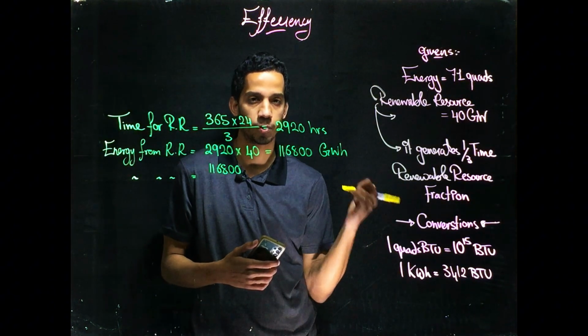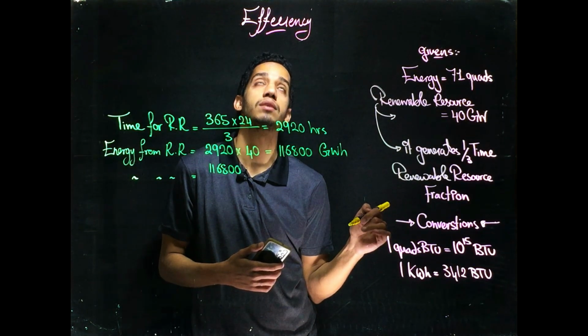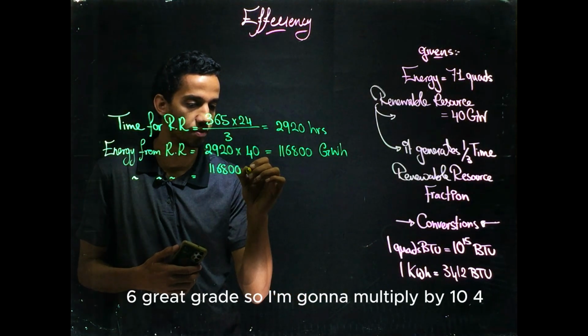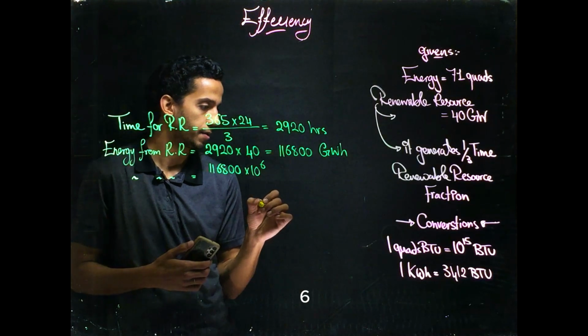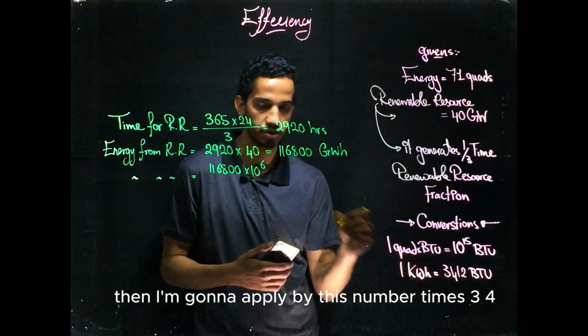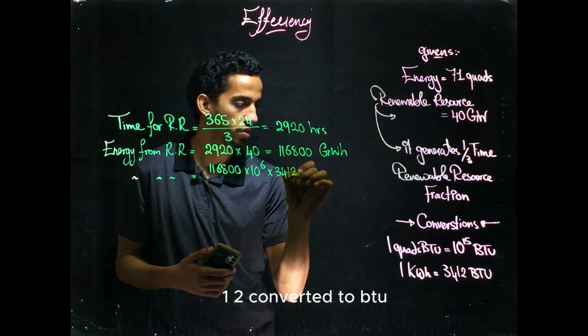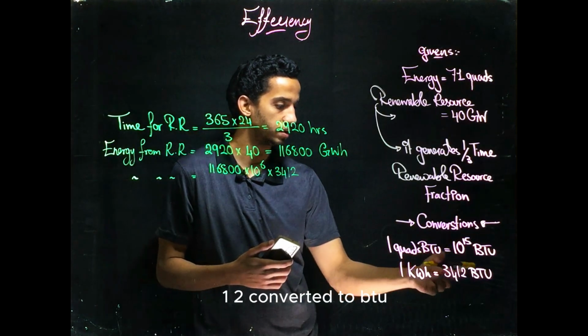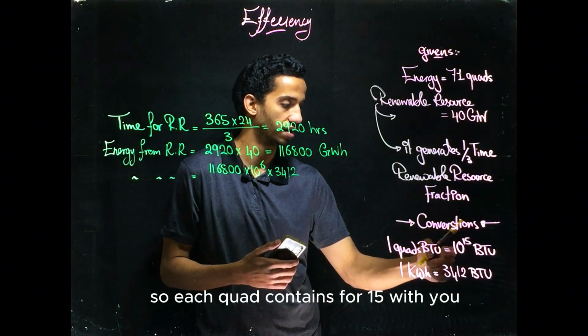Giga is 10 power 9, kilo is 10 power 3, so the difference between them is 10 power 6. So I'm going to multiply it by 10 power 6, then multiply it by 3412 to convert it to BTU. Then I'm going to convert it to quads. Each quad contains 10 power 15 BTU.